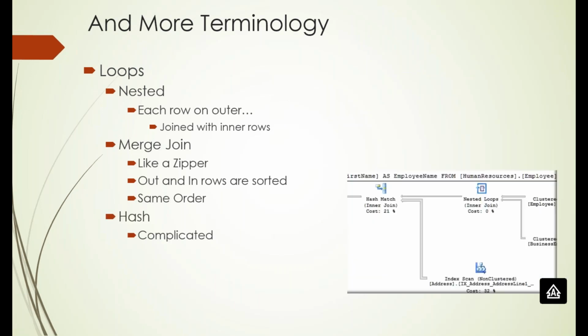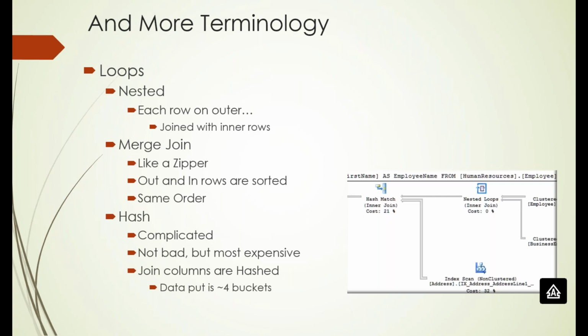A hash match or join is a little more complicated. I can't tell you that I understand it all, but it's not bad, but it is the most expensive. Your join columns are hashed. The data from the hash table is put kind of in buckets, and then you have this probing of the hash and the additional data to find and join the two sets together.